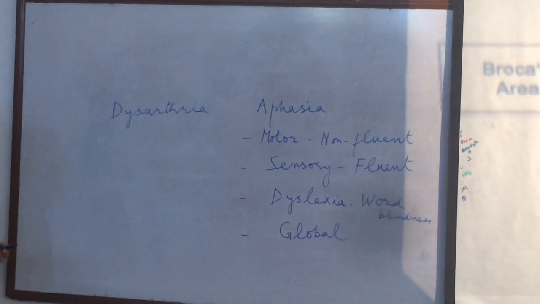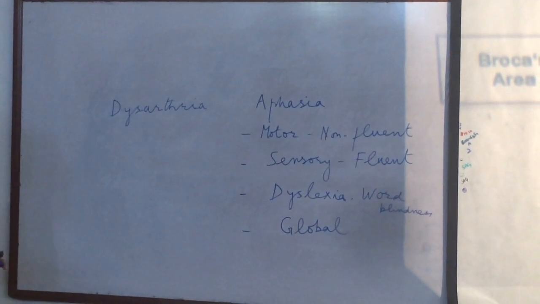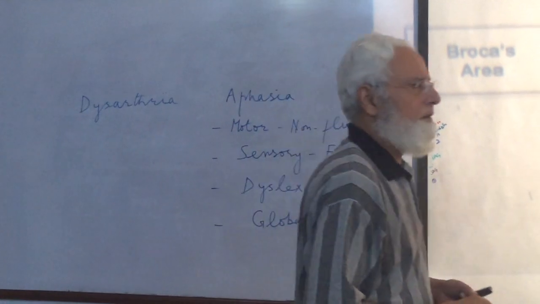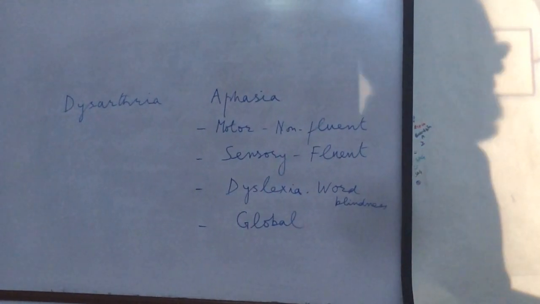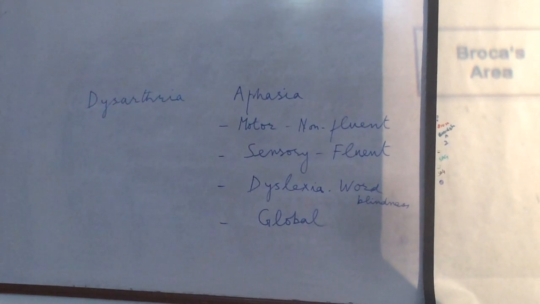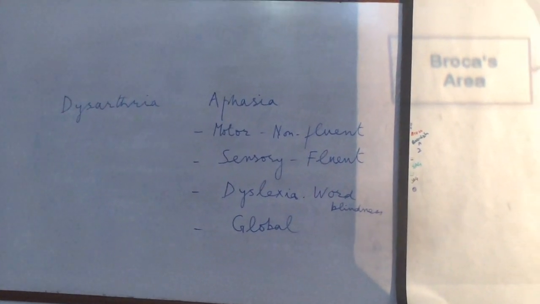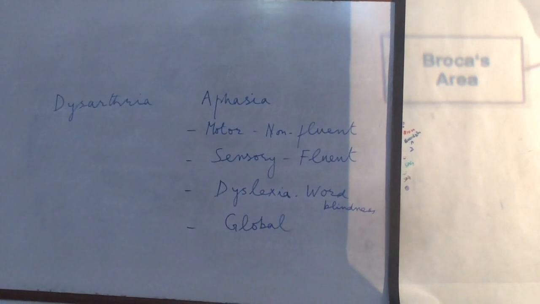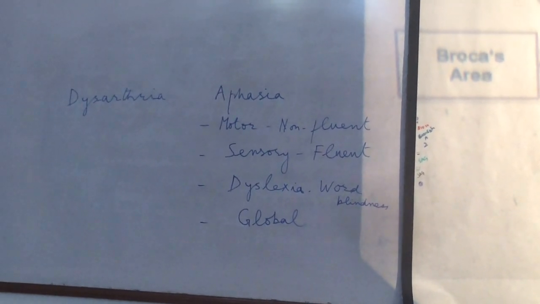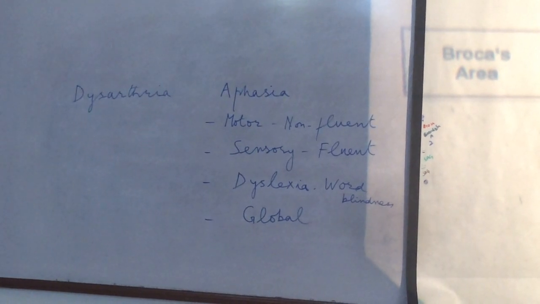Dysarthria. Dysarthria is disordered articulation. So in this speech disorder, there is disordered articulation. Formation of words is defective. So with disordered articulation, word formation becomes defective.